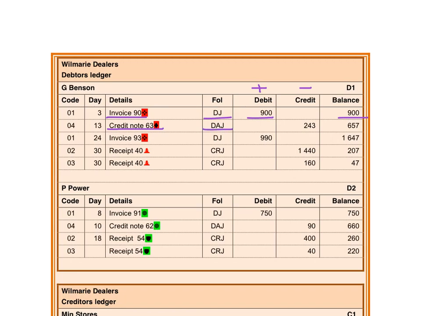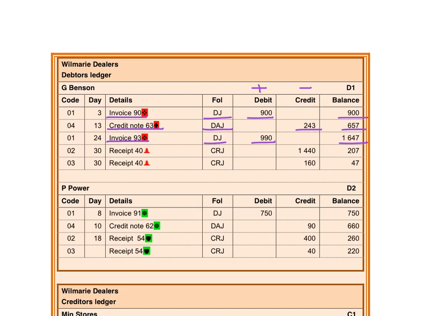If we issue a credit note to reduce the account, we will record the number of the credit note, post it from the debtors allowances journal. We have to reduce their debt now, so we will write it on the credit side. To calculate the balance, I will take 900 minus 243, and that will give me the new outstanding balance as 657. We sold goods again, invoice 93, posting from the debtors journal, increase the account on the debit side. Outstanding balance is 657 plus 990, and that will give me 1647.